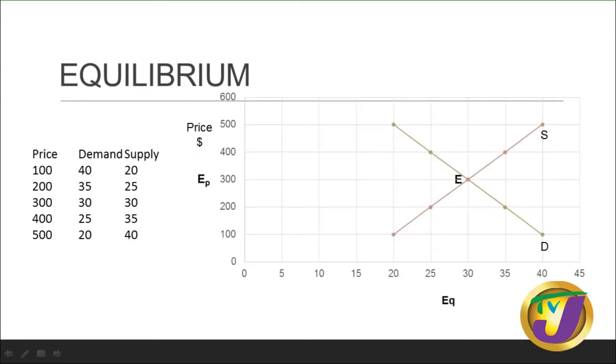Now, on this graph, we're seeing the supply and demand curve. And we're noticing that, as mentioned before, when price increases, quantity demanded decreases, and when price increases, quantity supplied increases. So we have our demand curve sloping downwards and our supply curve sloping upwards.